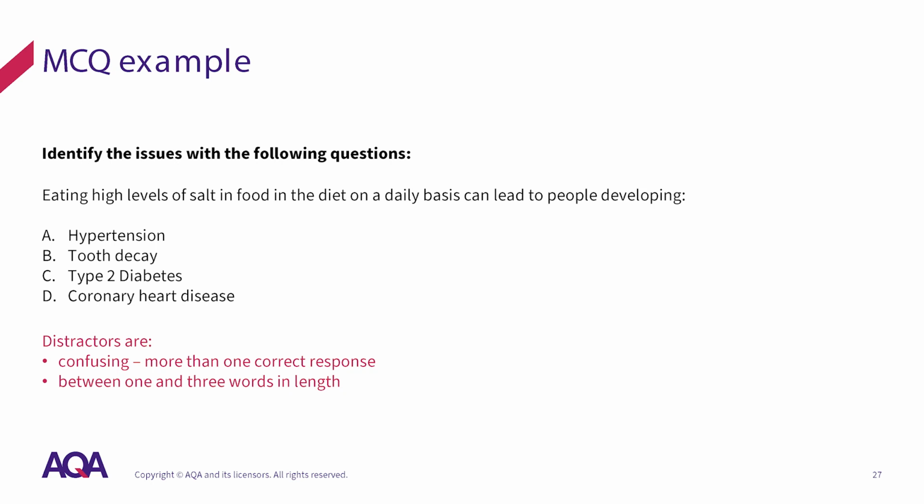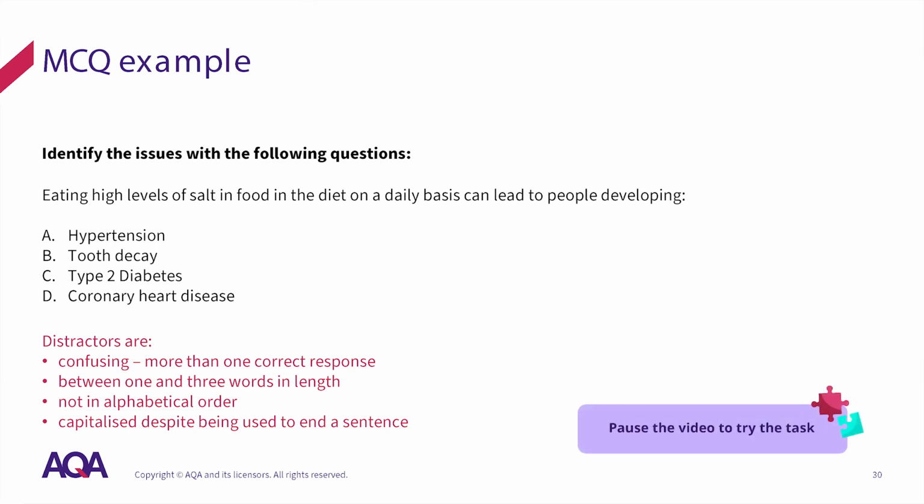If correct answers stand out, this can be seen to be leading students, impacting the quality and validity of the assessment. Furthermore, the distractors are not listed in alphabetical order, and they have been capitalised despite forming the end of a sentence. Pause the video again and have a go at rewriting this question.